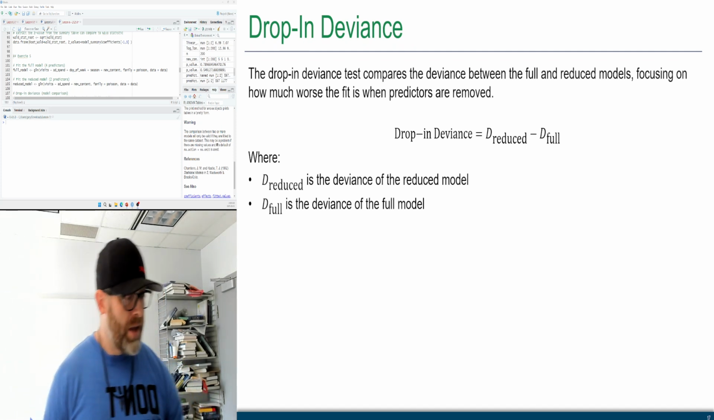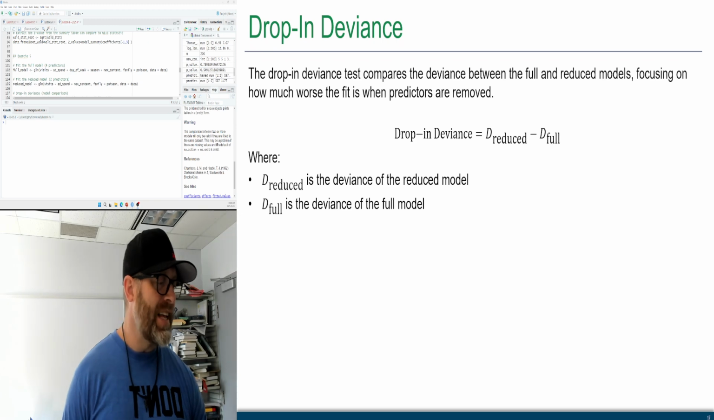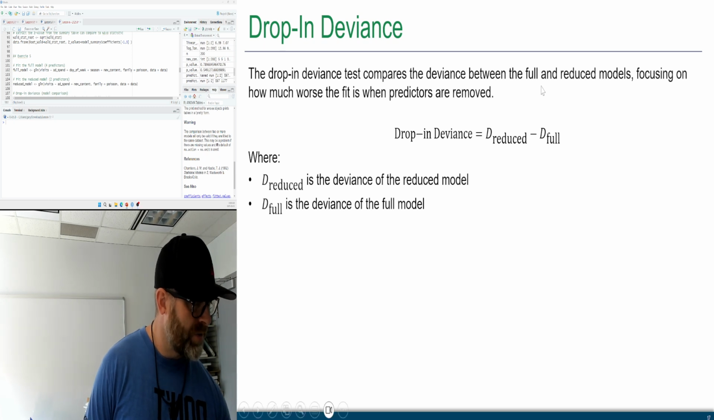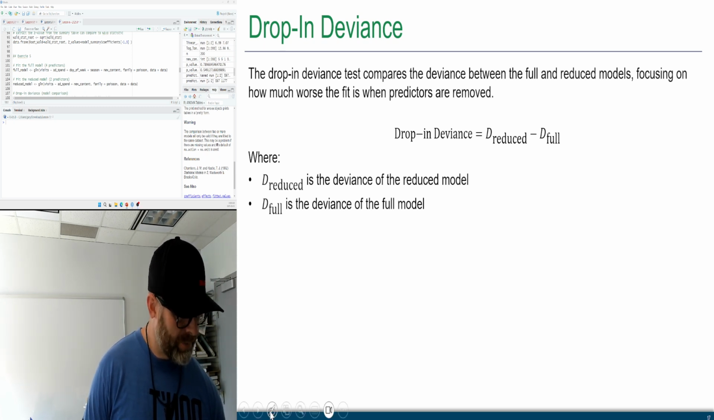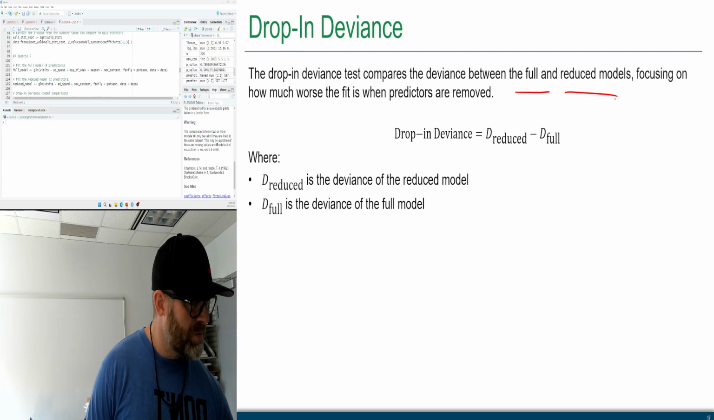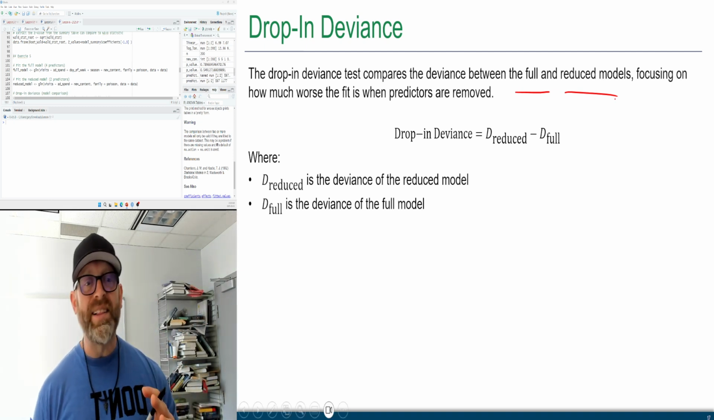All right, so the drop in deviance test, as I said, compares the deviance between the full and reduced model. So we have the full model, and we have the reduced model. So we generate these models.